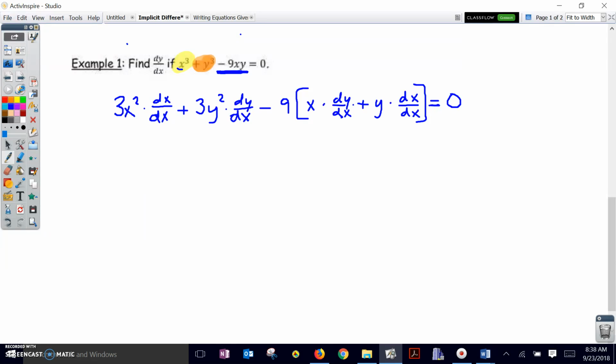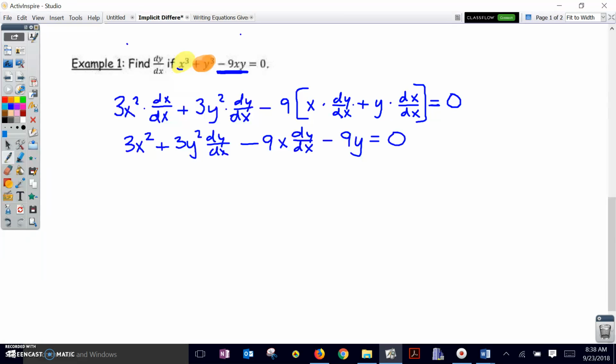Now as I mentioned, the dx/dx's become 1, and so in my next step I'm going to replace dx/dx with 1, and I'm going to distribute the 9 through the parentheses. And now I'm really done with the calculus from this. It's all algebra from here.